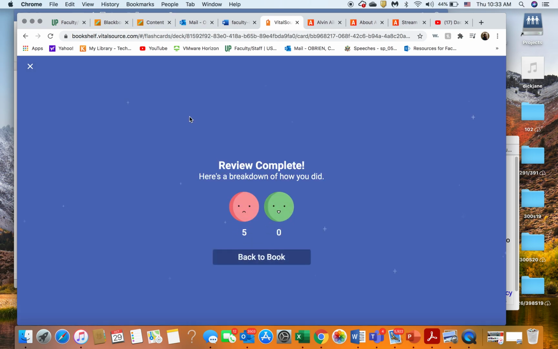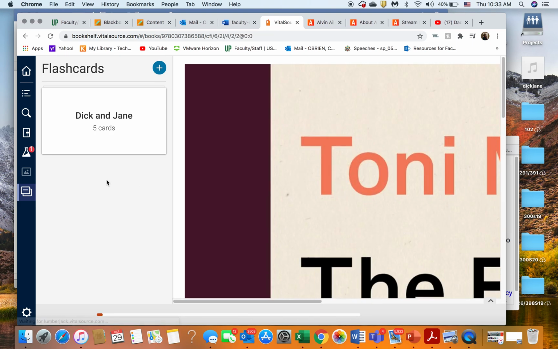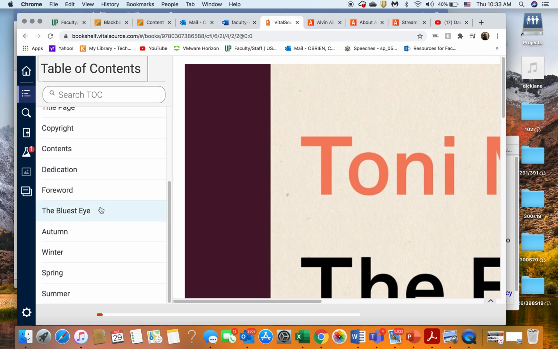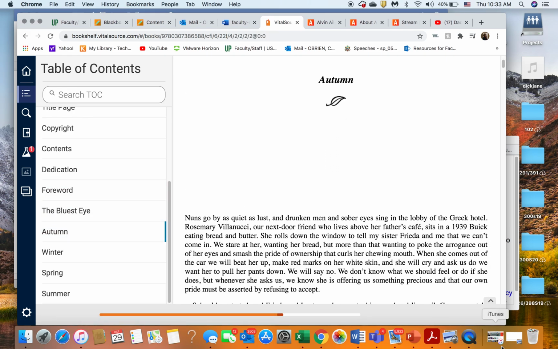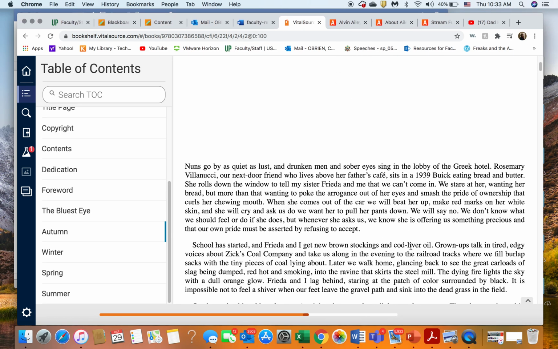I think those are most of the flashcards that I made. Now, I'd like to look at the first line of the actual story just for the final comment that I would like to make about understanding language and how it works. Nuns go by as quiet as lust, and drunken men in sober eyes sing in the lobby of the Greek hotel. So there are several things going on right in that first sentence.